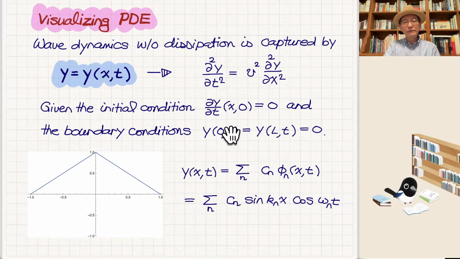And suppose you just give a very simple initial condition, that is dy/dt equals 0. That is, originally the string does not move at all. And the boundary condition is fixed at the ends of the string. And suppose now I pull the string up here, you can actually solve it analytically and get a solution of this form. So then you know there is a sinusoidal oscillation in space. There's also a sinusoidal oscillation in time. And this k and omega: k is quantized due to the boundary condition, and omega is related to k by the dispersion relation.